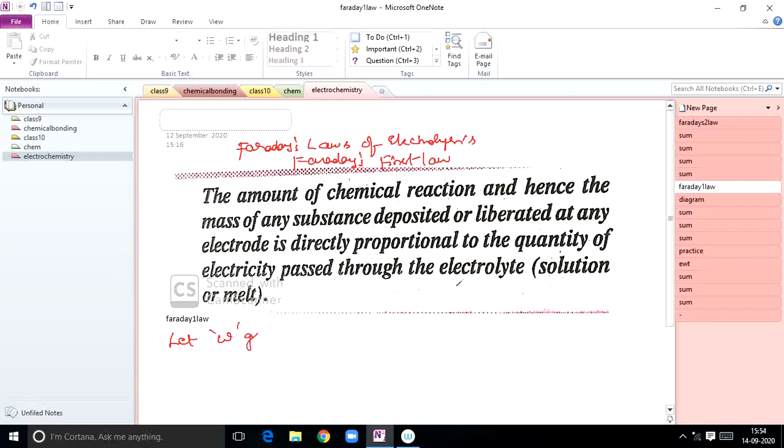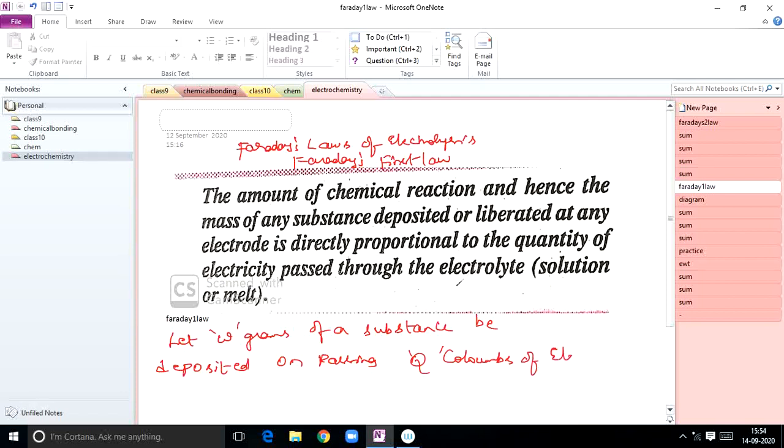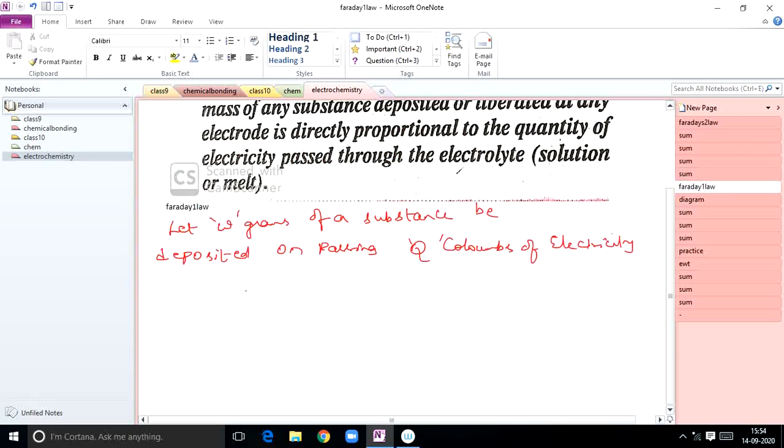Let W grams of a substance be deposited on passing Q coulombs of electricity. Now, W is directly proportional to Q. If you remove the proportionality symbol, W is equal to ZQ, right? W is equal to ZQ.